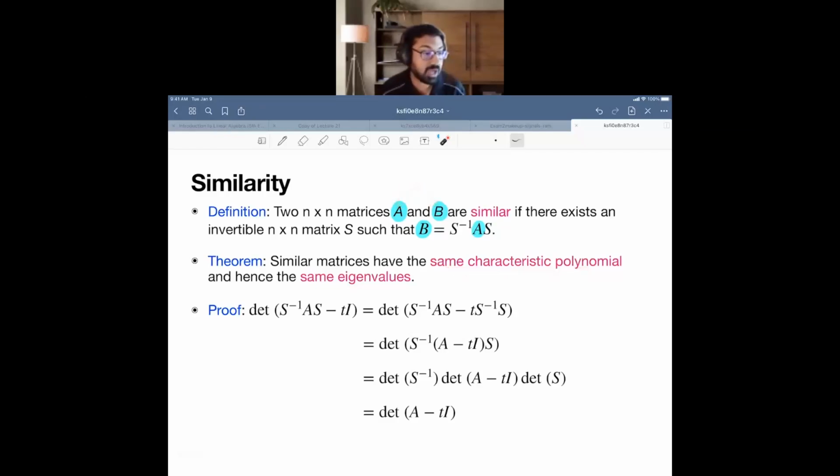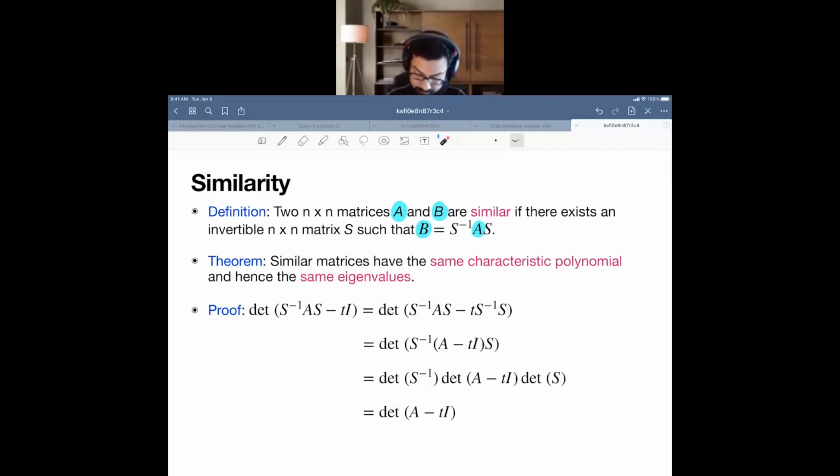But if two matrices are similar, then we can say that they are going to have the same characteristic polynomial, which means that the determinant of A minus Ti and the determinant of B minus Ti are going to be exactly the same, and we'll prove it. And if the characteristic polynomial is the same, you set it to 0, you are going to get the same eigenvalues. Let's try to prove that if two matrices are similar, then they will have the same characteristic polynomial.